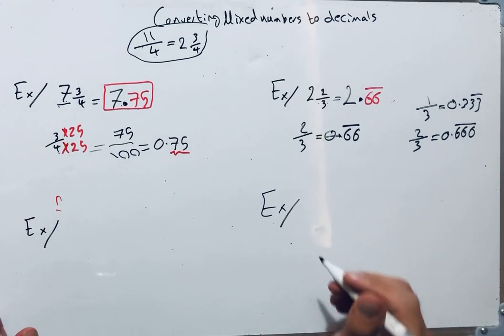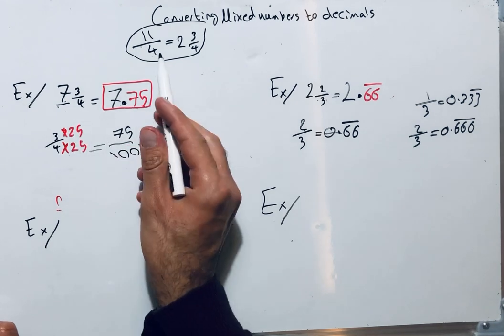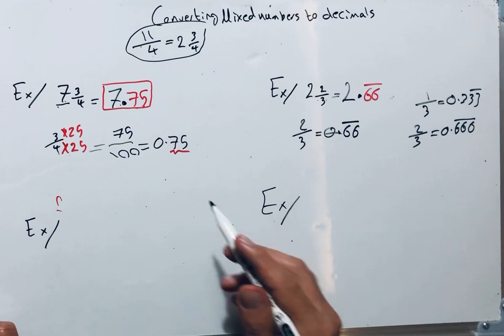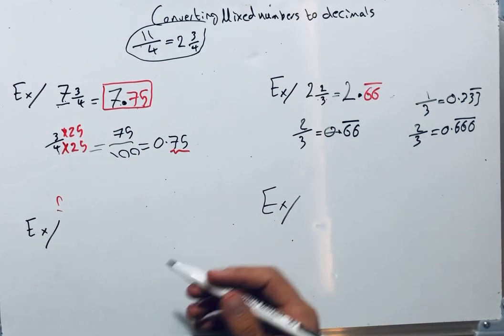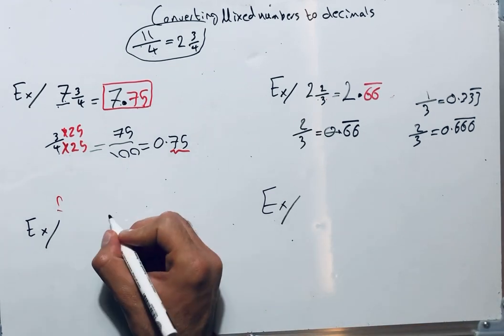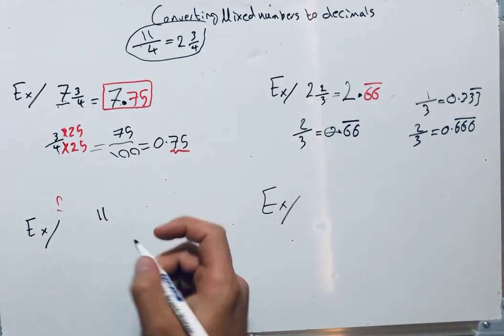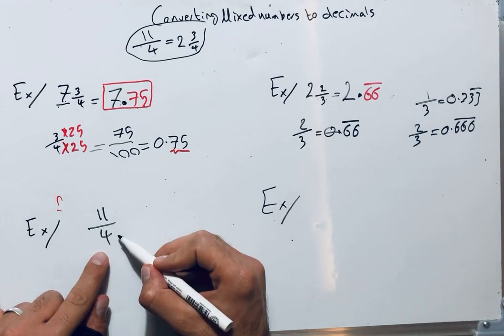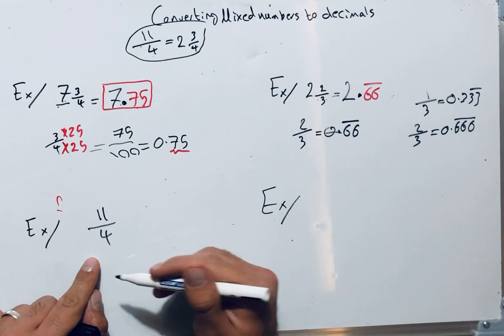We can actually do a few more examples. Let's say you have a fraction normally and you have to convert it into a decimal, so not a mixed number, you skip the mixed number step. For example, let's do the first example, 11 over 4. We want to convert this into a decimal, even though it's not expressed as a mixed number right now.